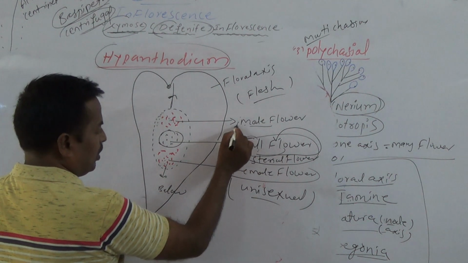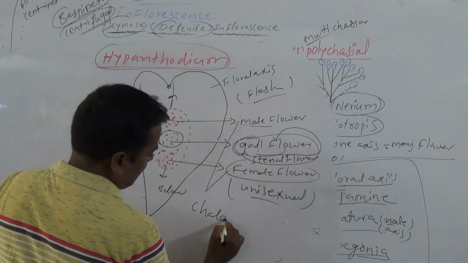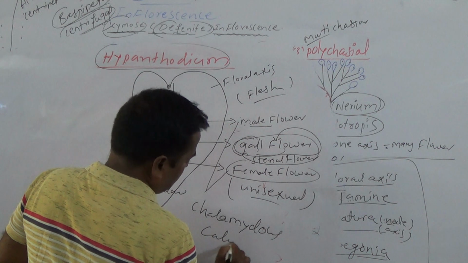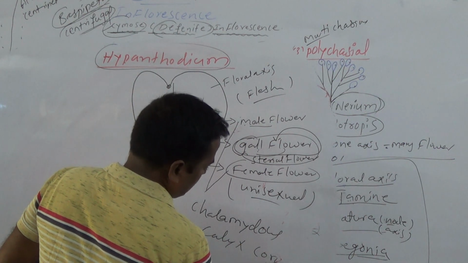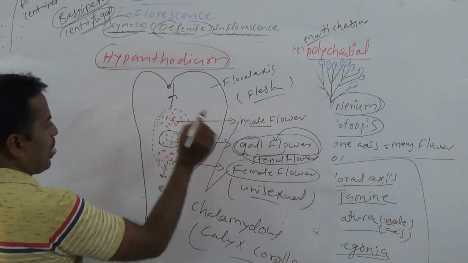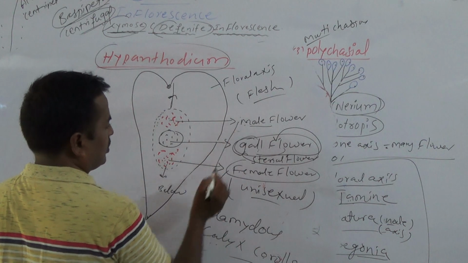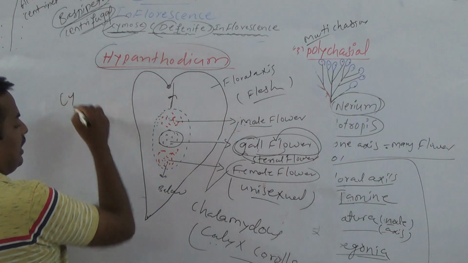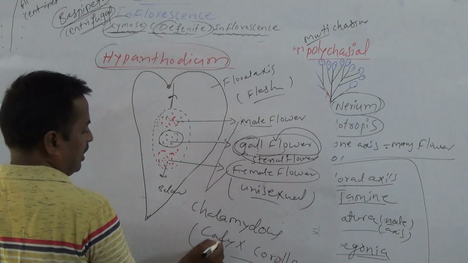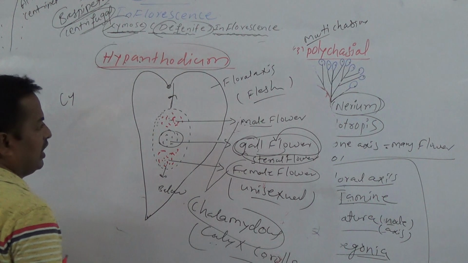But both male and female flowers are chlamydous flowers, meaning calyx and corolla are both present in the female and male flowers. In Cyathium, they are achlamydous. But in the male and female flowers of Hypanthodium, they are chlamydous, because calyx and corolla are present.